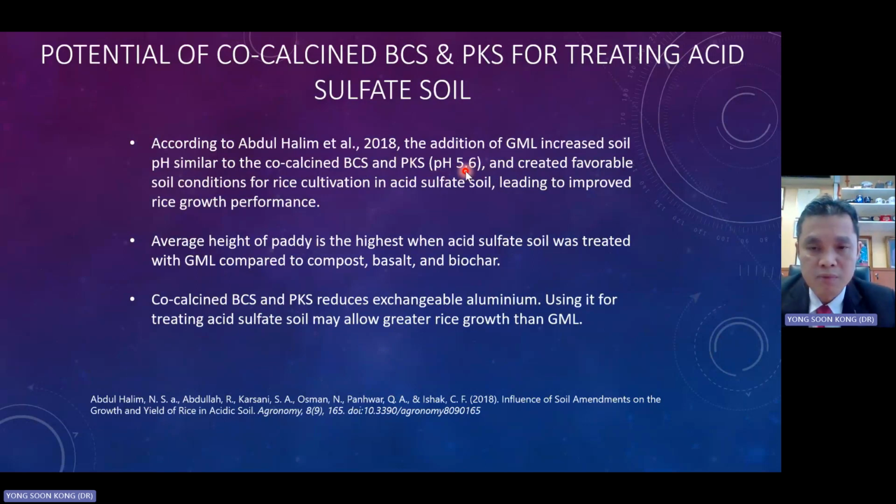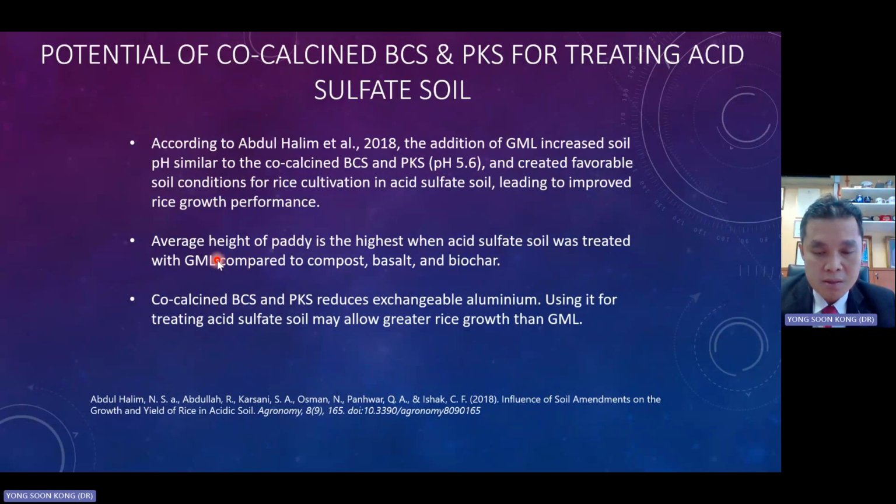The pH raise is 5.6, which is relatively okay for paddy growth, and then it creates favorable soil conditions for rice cultivation and possibly may lead to improved rice growth. Now, the average height of the paddy reported by this paper, treated by GML, is much better compared to the compost, basalt and biochar materials that were used at the same time. So GML is the best.